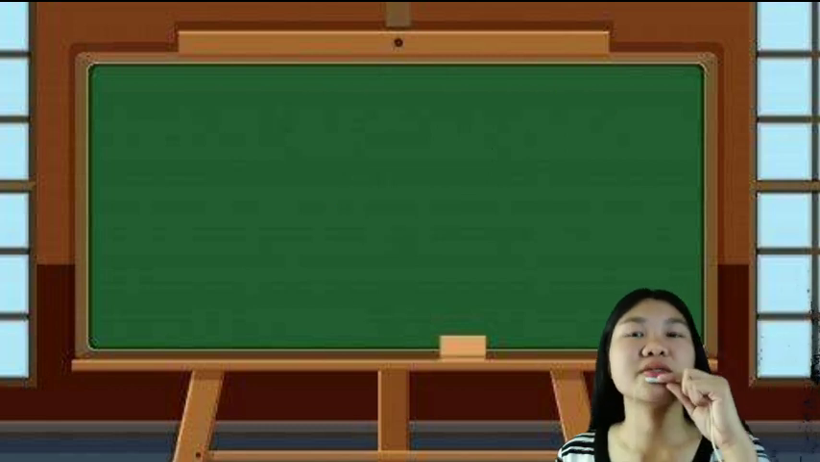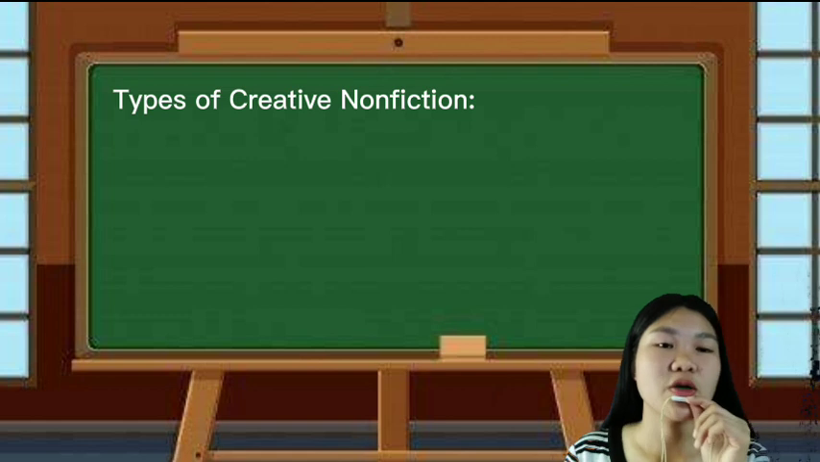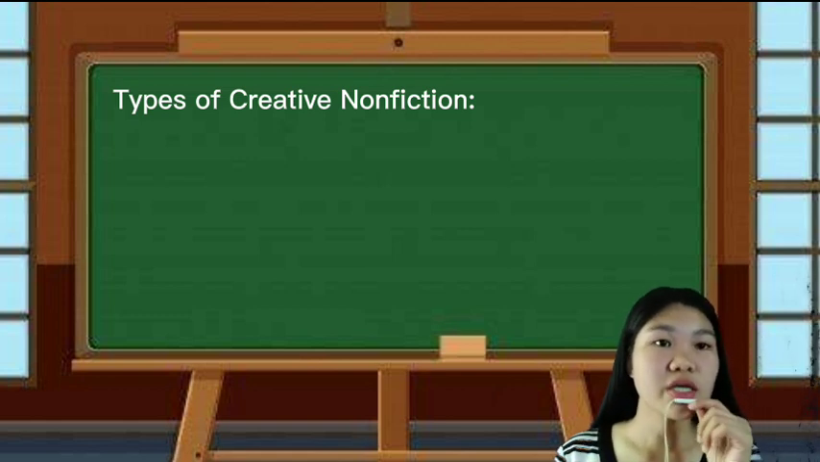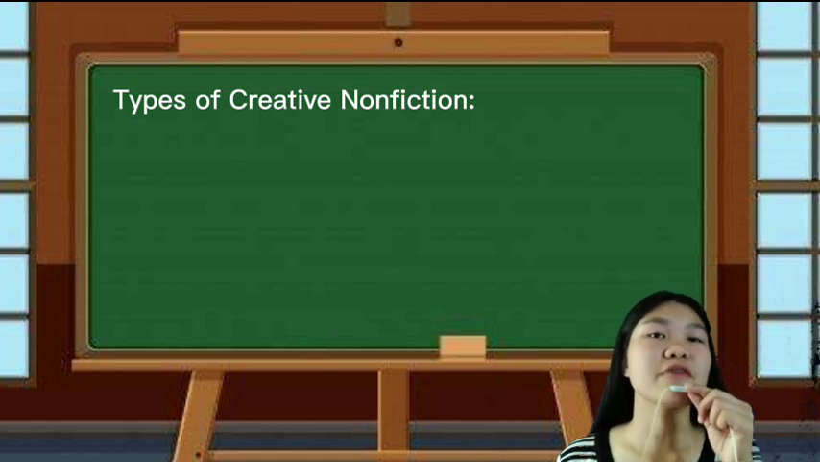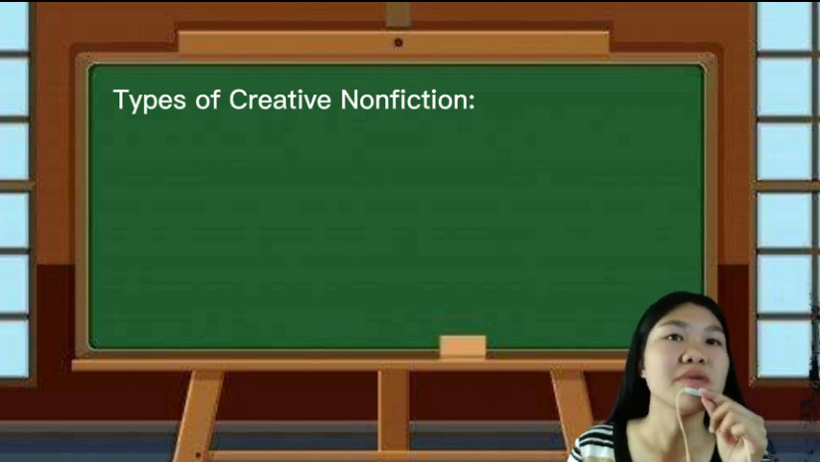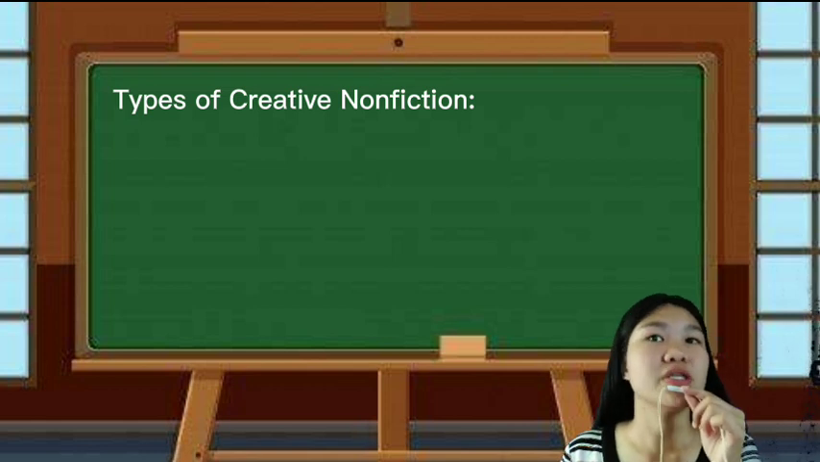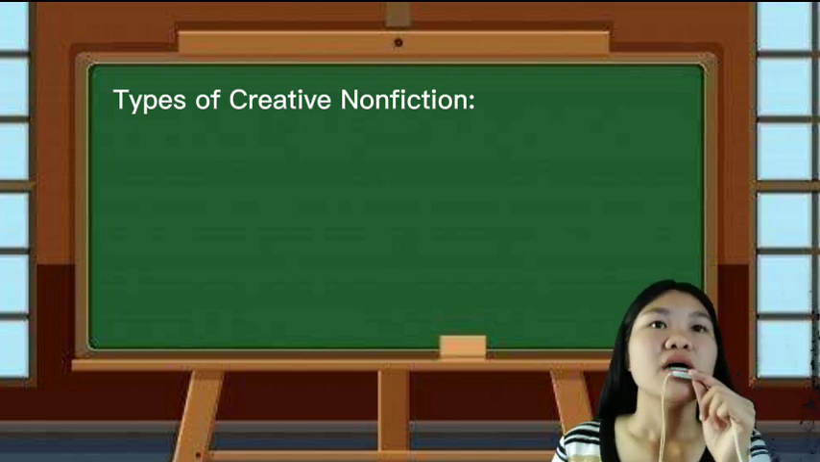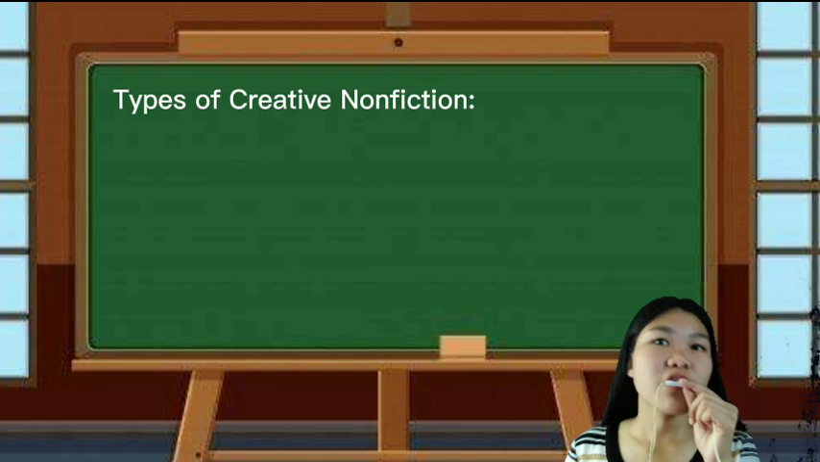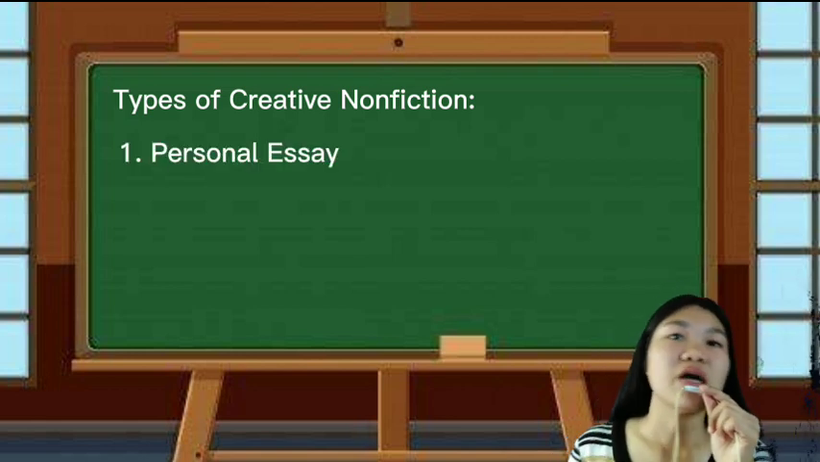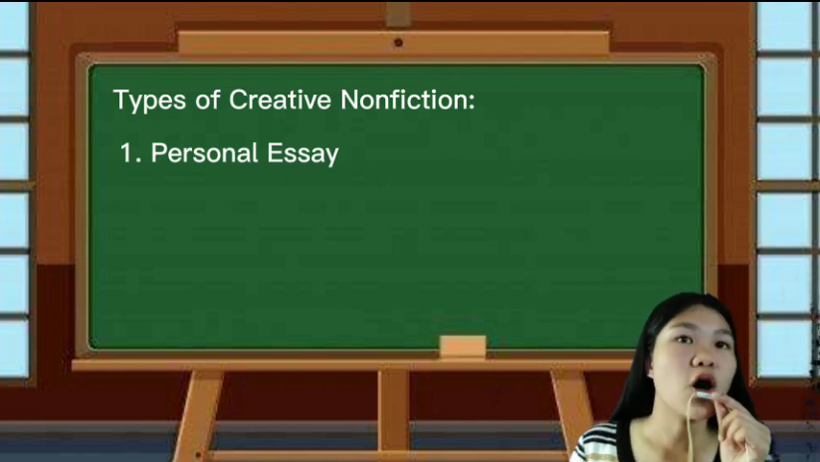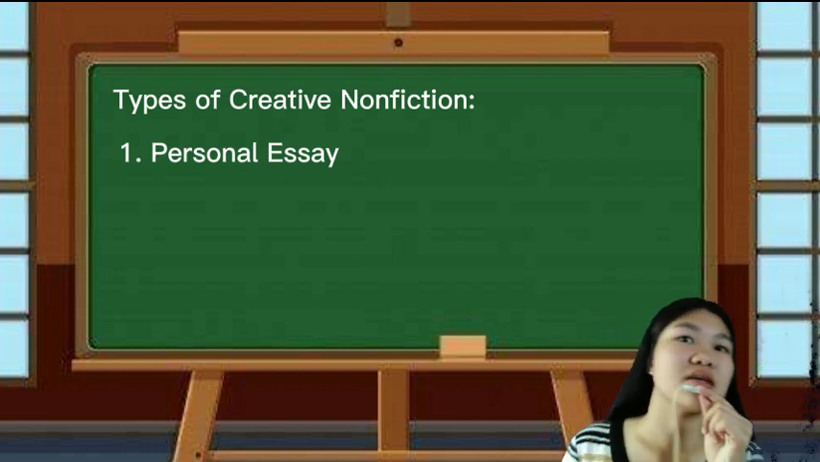Now let's proceed to the types of creative nonfiction. When we say creative nonfiction, it pertains to artistic works that are based on fact and truth. The truth here can be about personal experiences, personal events, and personal issues of someone. So there are categories and genres to choose from. Namely, first, the personal essays. The writer crafts essays based on personal experiences or a single event.